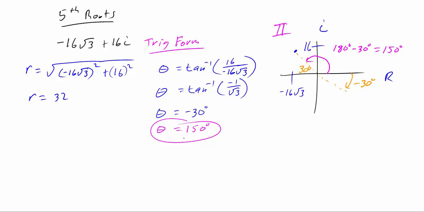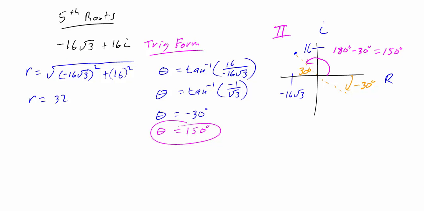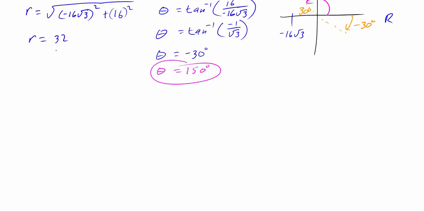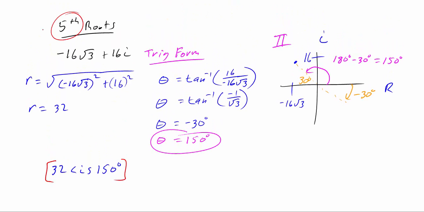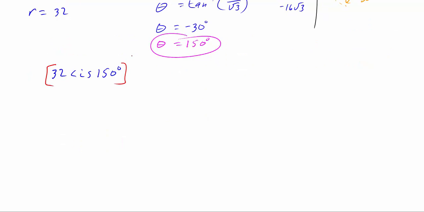So now that we have our r and our angle, theta of 150 degrees, we now can write our complex number in trig form. So we would have our 32, and again, I'm going to use the cis of 150 degrees. Now, once again, this is the complex number, but now we want to raise this to what power? Well, we're looking for the fifth roots, so that means we're going to raise this to the 1/5 power.